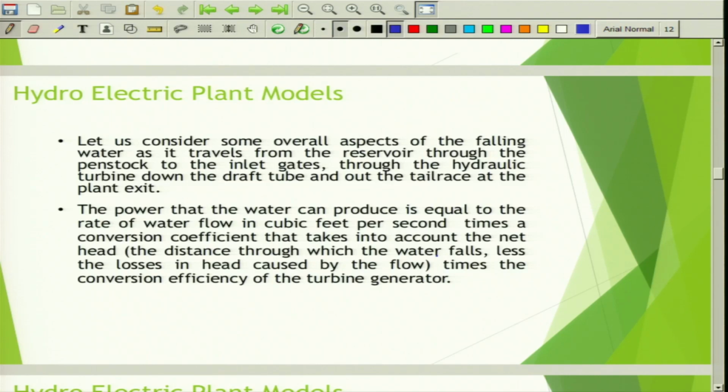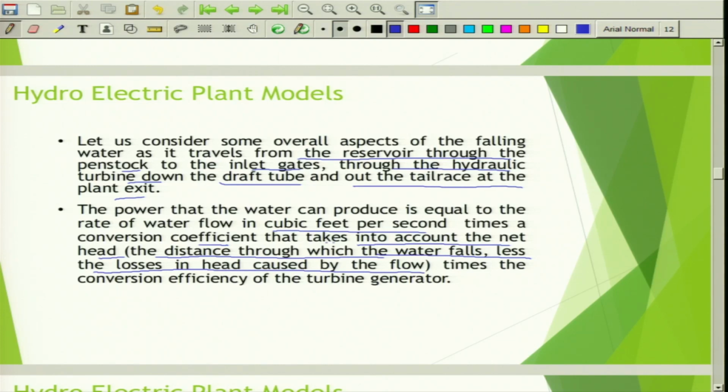Let us consider some overall aspects of the falling water as it travels from the reservoir through the penstock to the inlet gates, through the hydraulic turbine, down the draft tube and out to the tail race at the plant exit. This is what we have discussed. Now the power that the water can produce is equal to the rate of water flow, the speed of water flow in cubic feet per second, times a conversion coefficient that takes into account the net head. Net head means the distance through which the water falls less the losses in head caused by the flow.